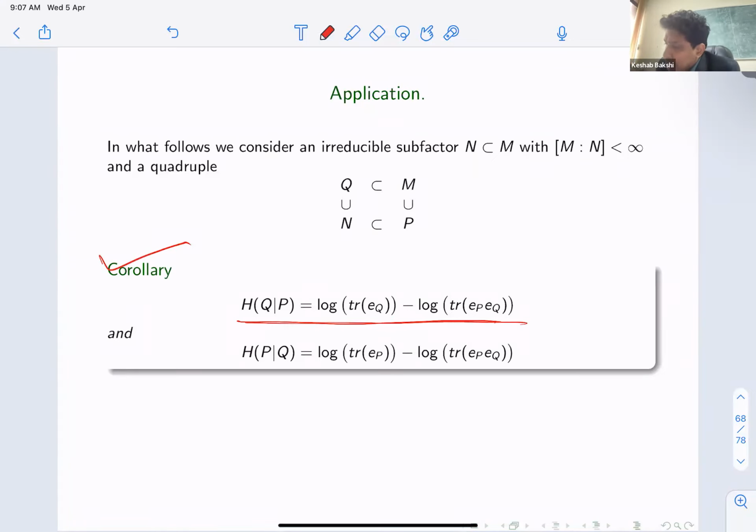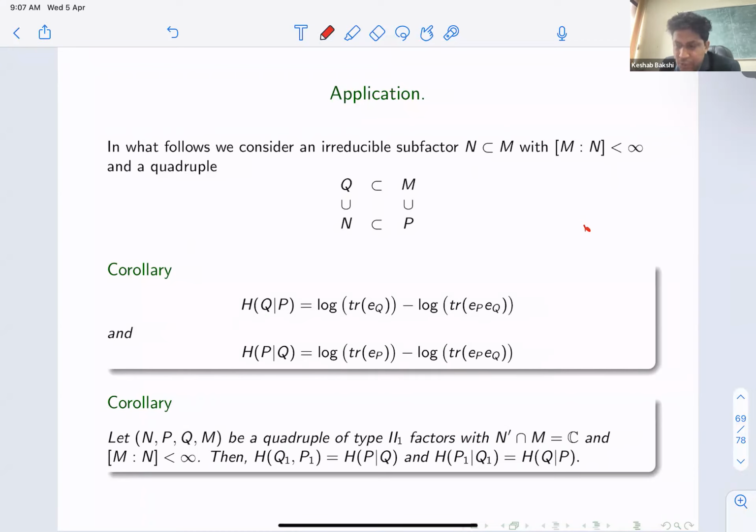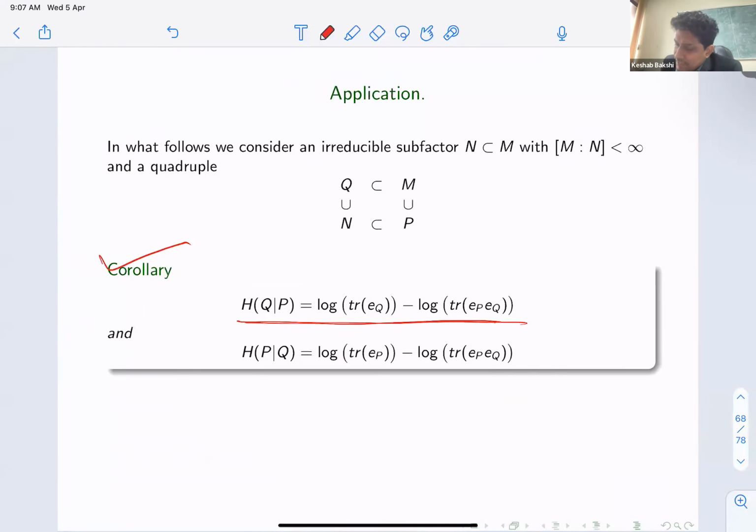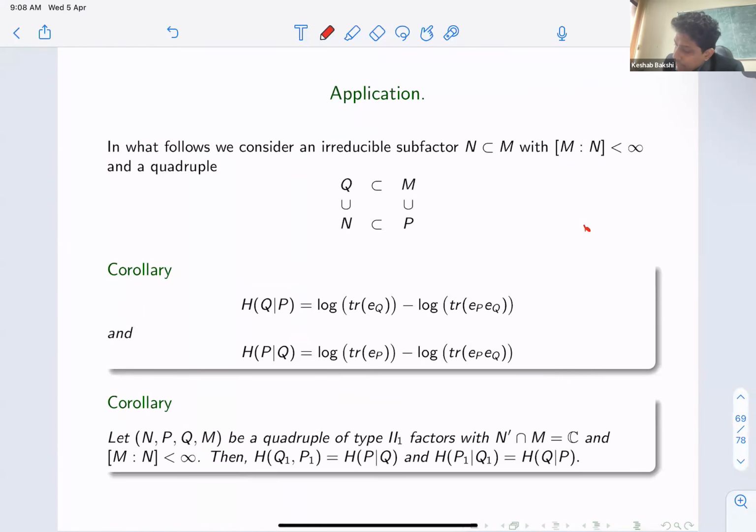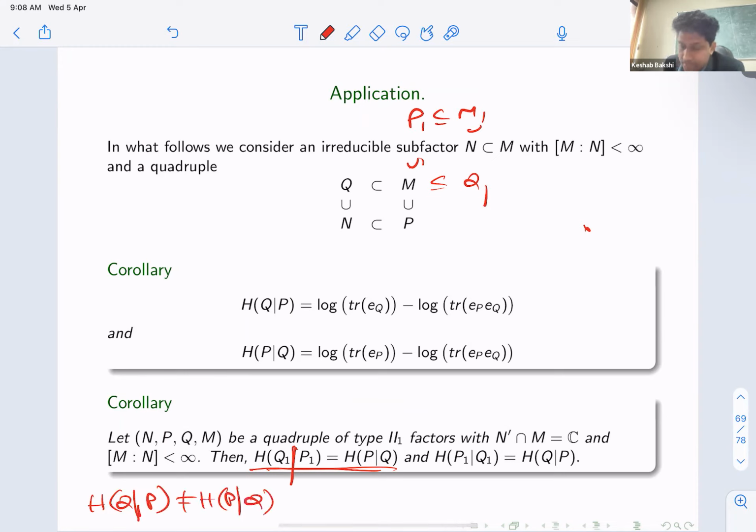This is only for irreducible and finite index. And as I said, lambda P1 Q1 is equal to lambda PQ, I proved that P1 Q1 is the basic construction of the quadruple. And using this earlier result, we can prove that for the basic construction of the quadruple P1 Q1, this entropy is also invariant. H of P1 given Q1 is the same as H of P given Q. This is H of Q1 given P1. Remember again, as usual, this is not true: H of Q given P does not equal H of P given Q. This is not commutative.